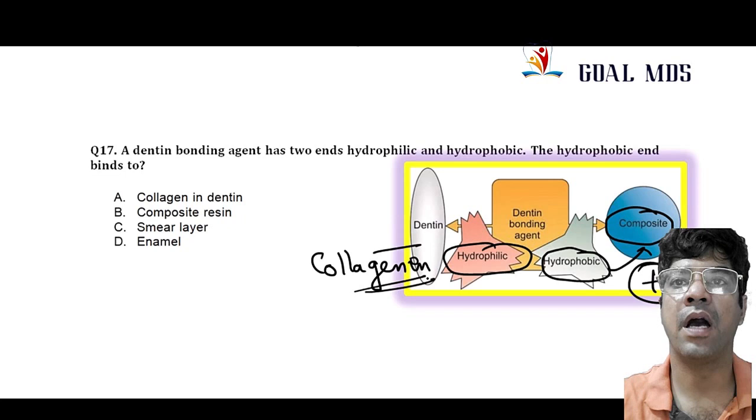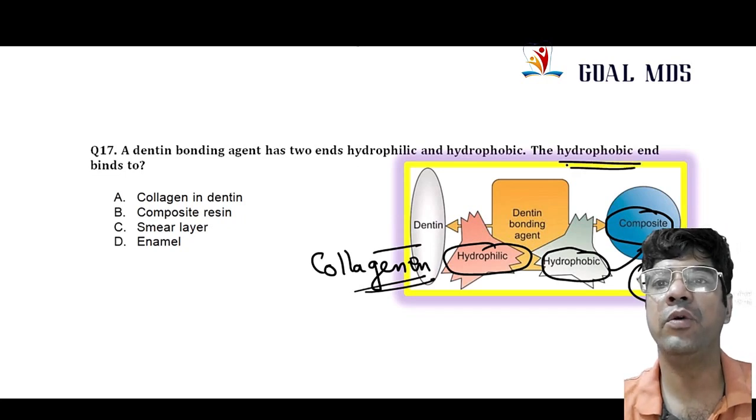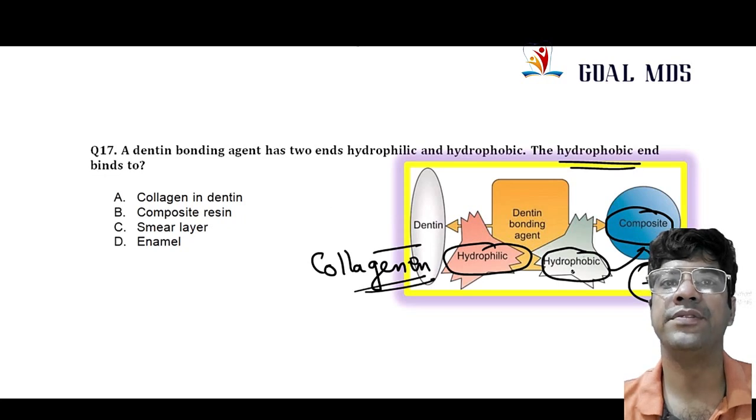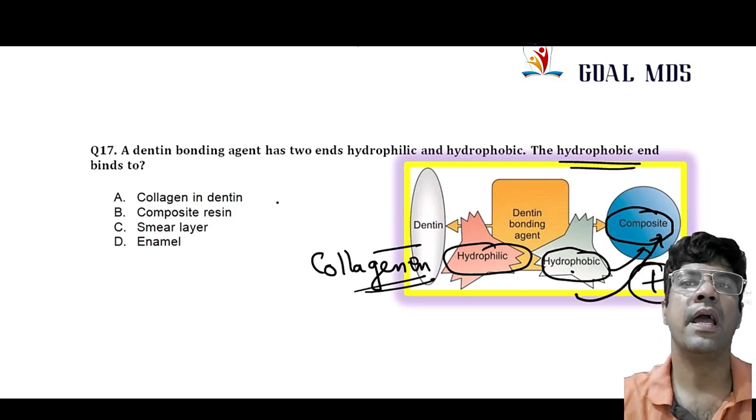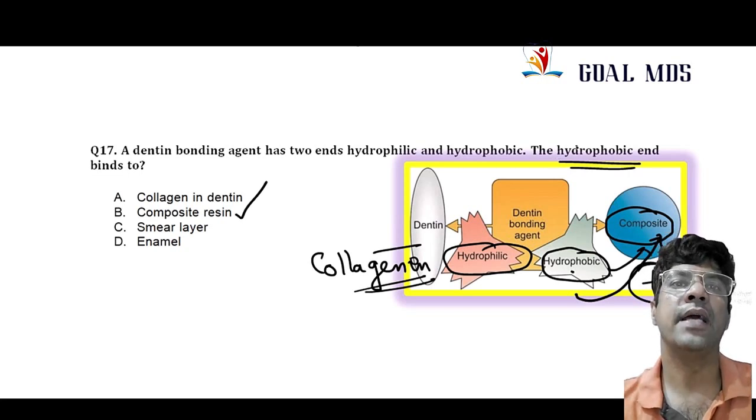So here the hydrophobic end is asked. So hydrophobic would bind to composite. So the answer would be composite resin. And if the question asked what the hydrophilic end binds to, then the answer would be collagen in the dentine.